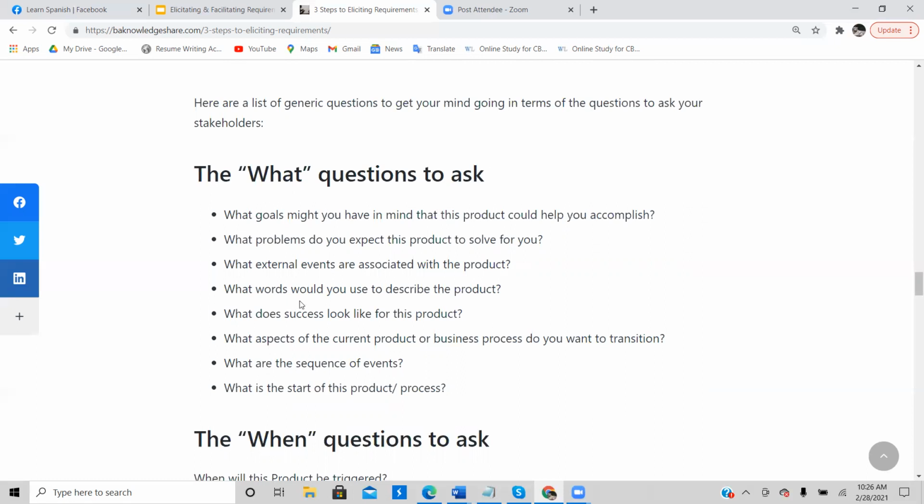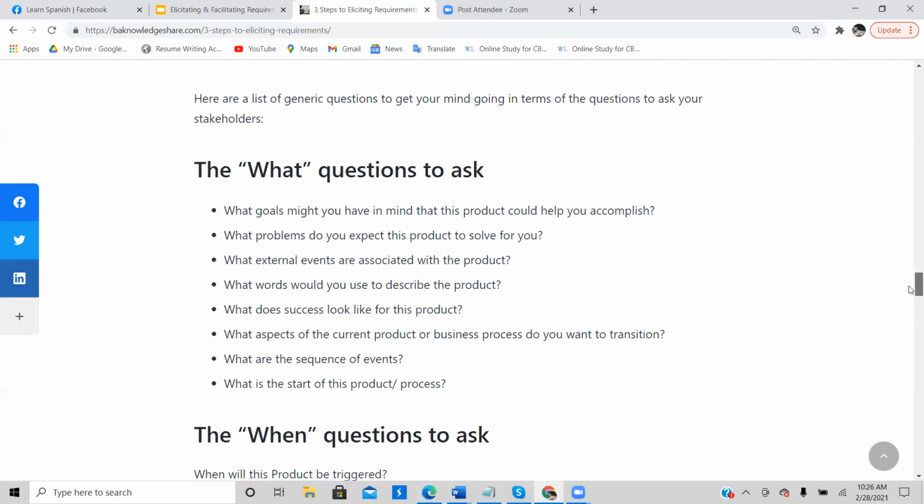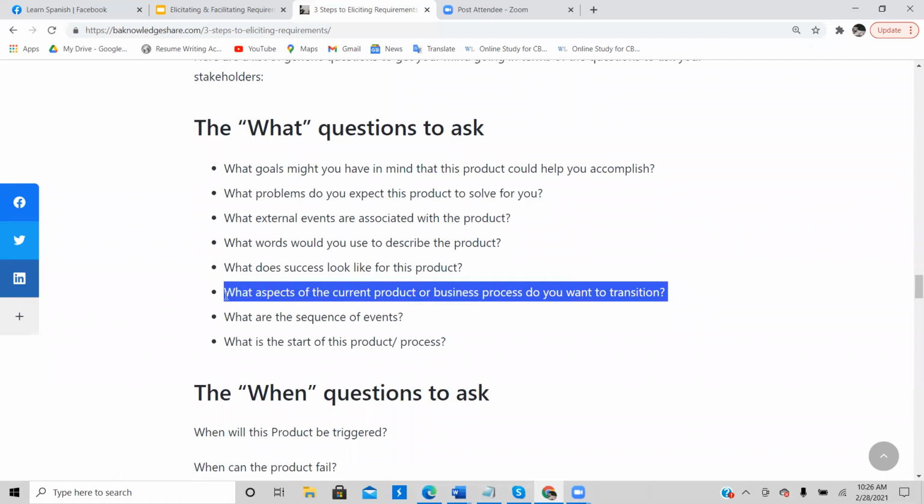What words would you use to describe the product, right? What does success look like for this product? What is the sequence of events? What is the start of this product process? What aspects of the current product or business process do you want to transition? When I say transition here, we keep forgetting, at least I've seen that a lot, that there are transition requirements that need to be gathered. So this captures that as well. That's what it's trying to get at.